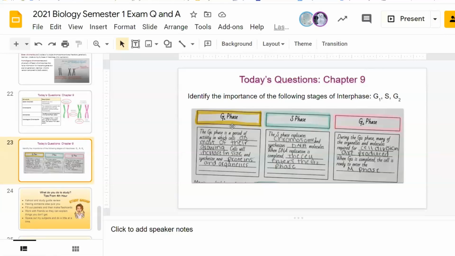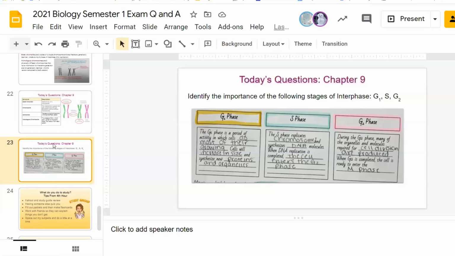So in the gap phase, this is an increase in size. I think I asked you on the test, where does it do the majority of its growing? The majority of the growth happens during G1. When is DNA replicated? S. S stands for synthesis, and that's what's being synthesized. G2 is just replication of spindle fibers and organelles. I'm not sure G2, I asked you a question on the test. G1 and S definitely have questions on the test.